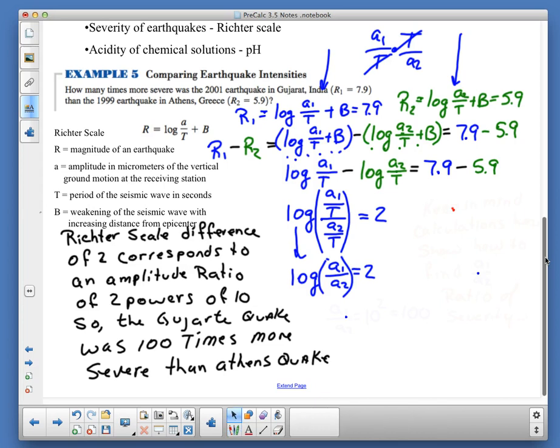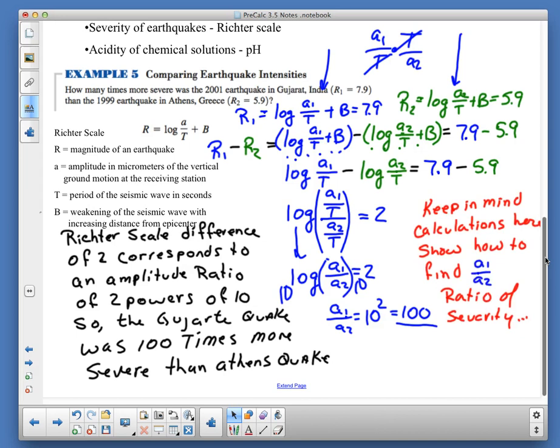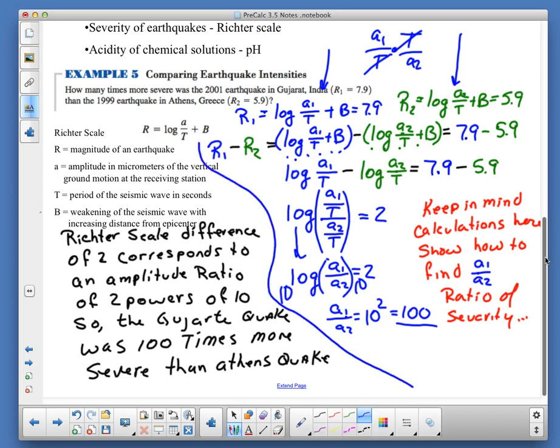And then the final steps here, we were talking about this being raised to the 10th power. If I put this in the power of 10 here, that would be 100. These calculations show the A1 to A2 ratio of severity. When we were making a test, the instructors wanted to do this with you, and I was like, why? All they have to do is find the difference between the two quakes and know that it's a power of 10. Does that make sense?